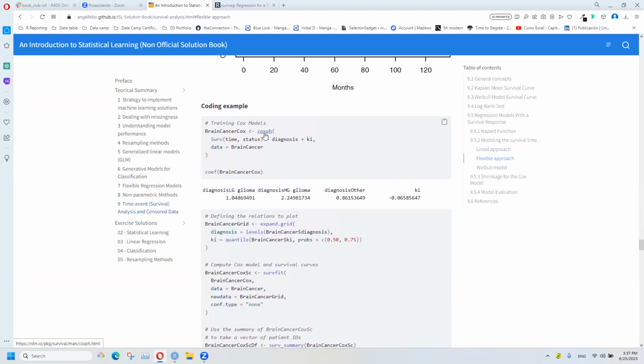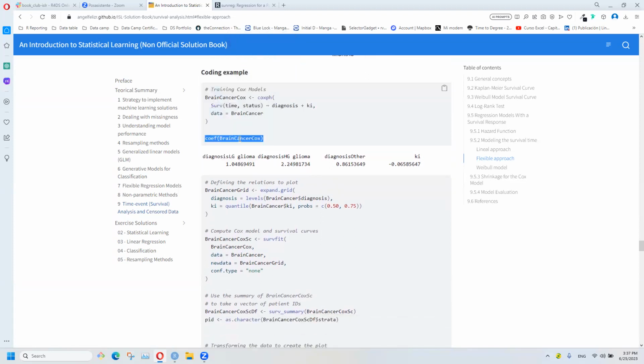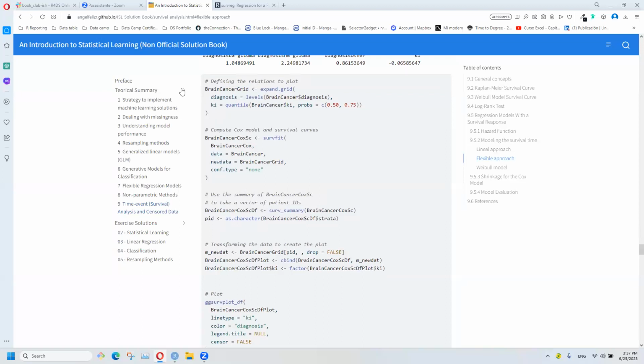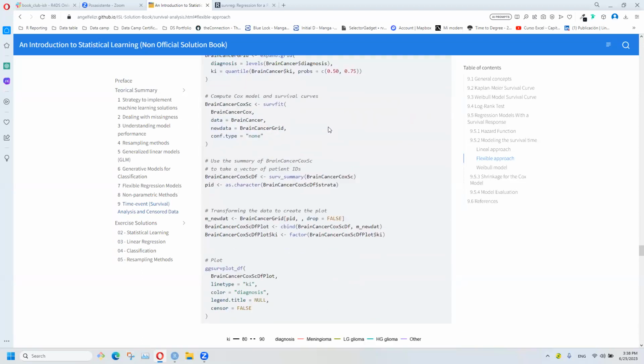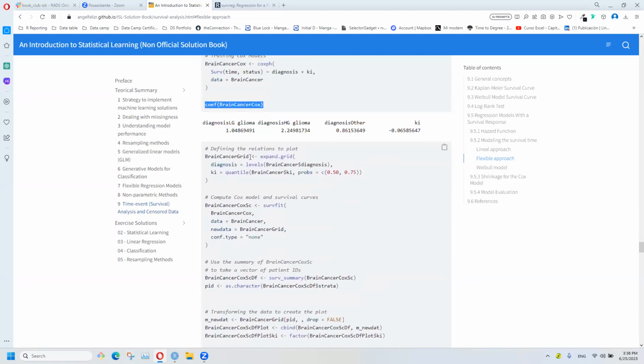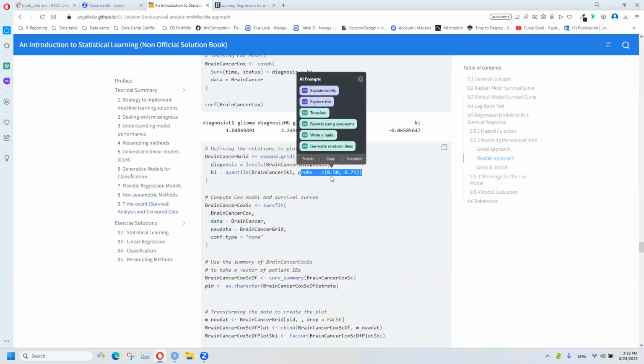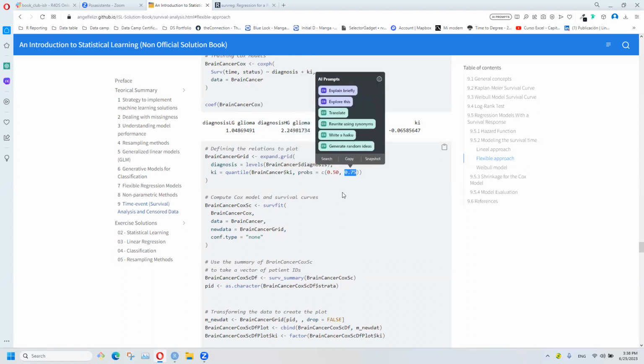So if we want to run a Cox model, we just need to use the coxph function, using the same structure as before. We have the coefficients here. To create that chart using R, we need to create a grid for the levels that we want to plot. It only plots categories, so if you have a numeric variable, you need to select certain values. I just pick the median and the 75th percentile.